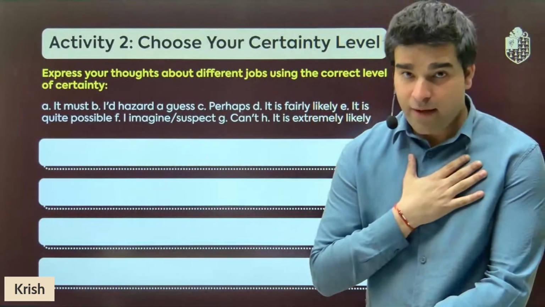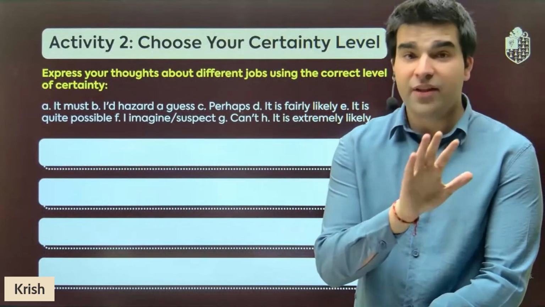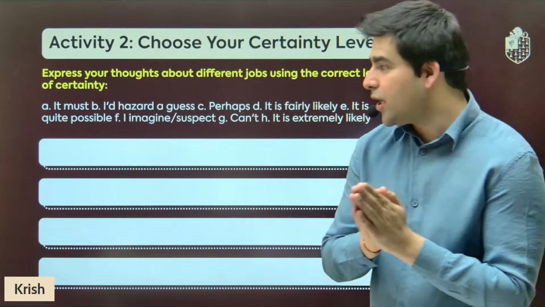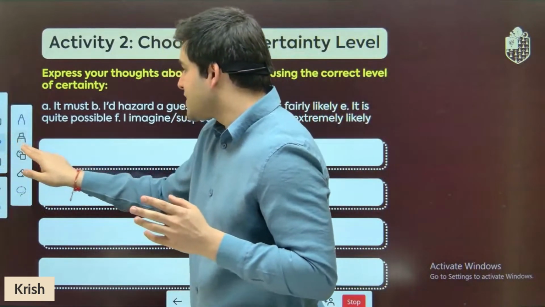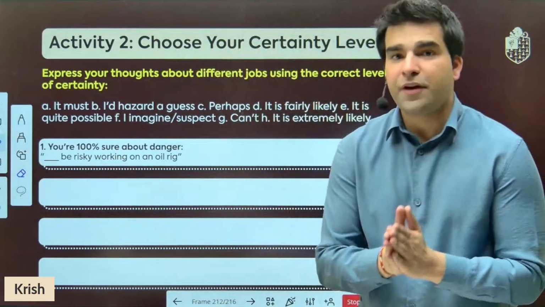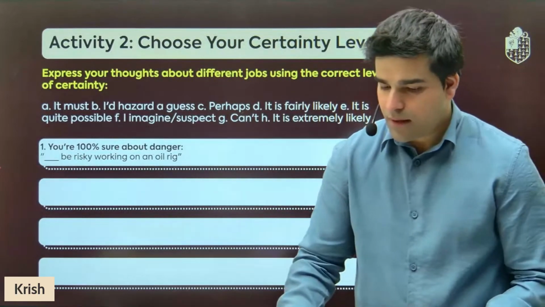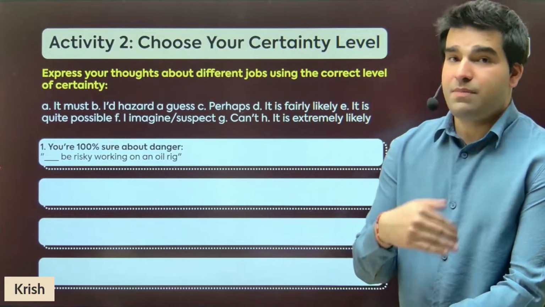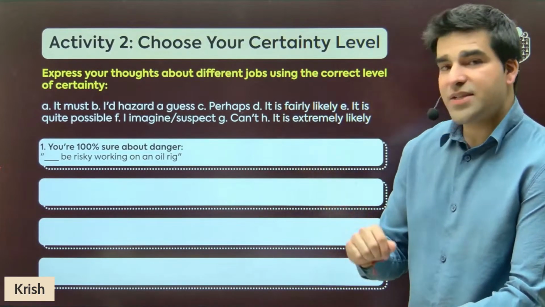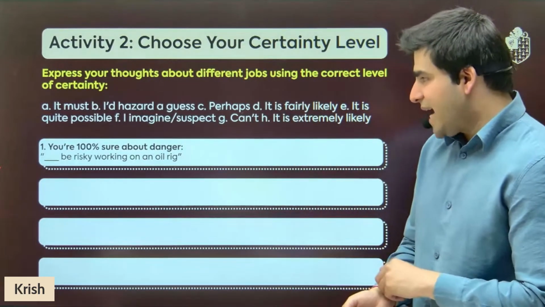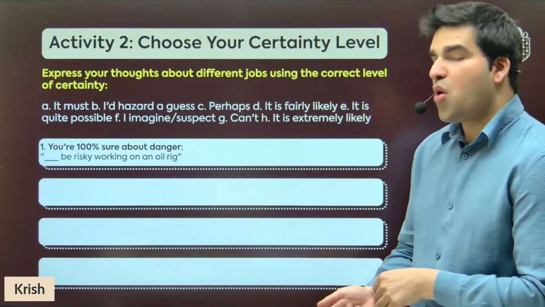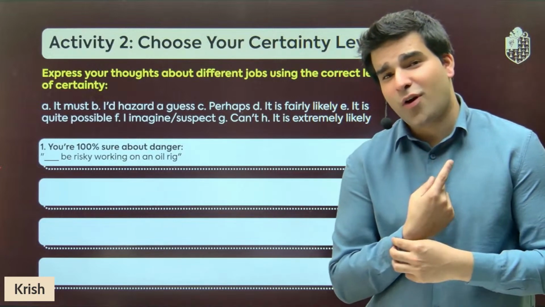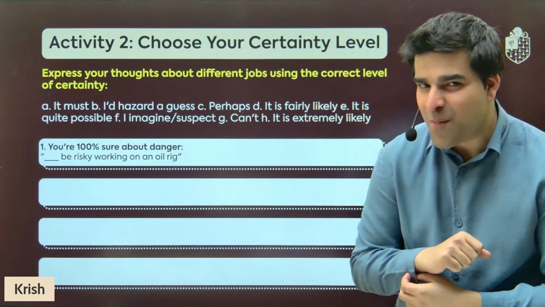Number 1, we will do together, but the rest of it you have to do yourself. There are 8 sentences in total. Ready? All right, here we go. So the example is in front of us. So the first one is, you are 100% sure about danger. So what phrase will you use from this list? Dash be risky working on an oil rig. If you remember, for 100%, there's just one phrase and it sort of starts with M, isn't it?